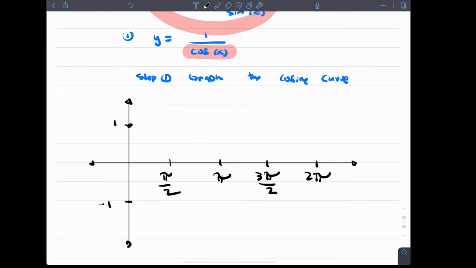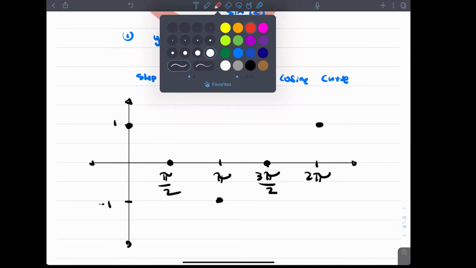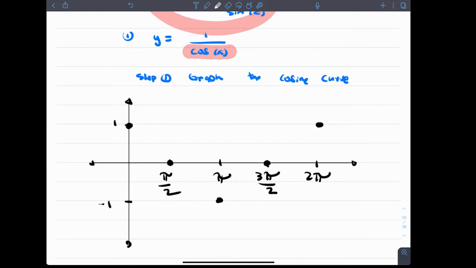So cosine starts at the top. It goes to the x-intercept. Starts at the lowest value there, minimum, x-intercept, and you come back here. Does everybody agree with that? Okay. Now I'm going to do a ghost curve here.